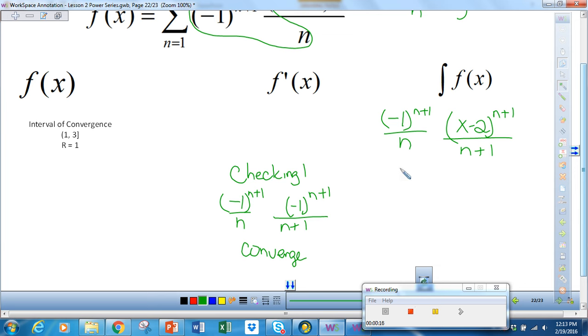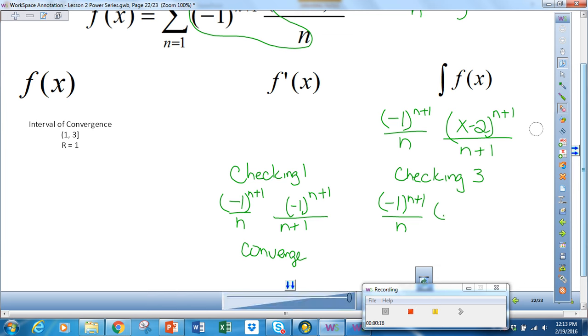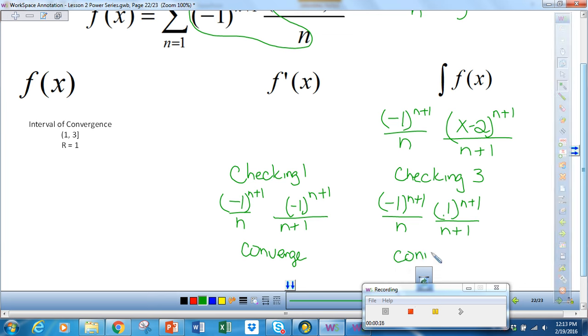When I check at 3, I'm going to get something very similar. I'm sorry, that should be 3 minus 2, which is 1. So that looks very similar, and it doesn't matter if it's alternating or not, because n squared plus n will converge no matter what. So my interval of convergence for the integral would be 1 and 3 both included.